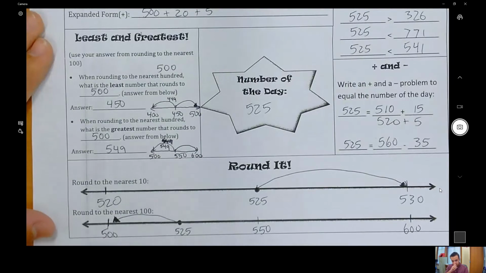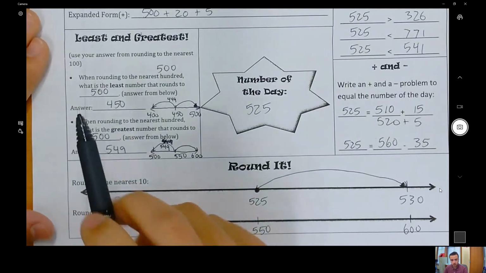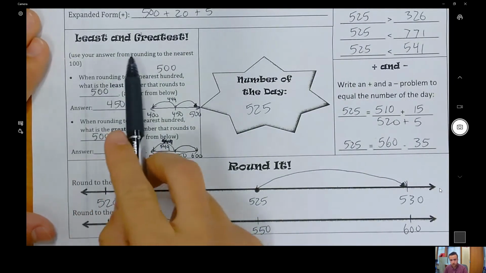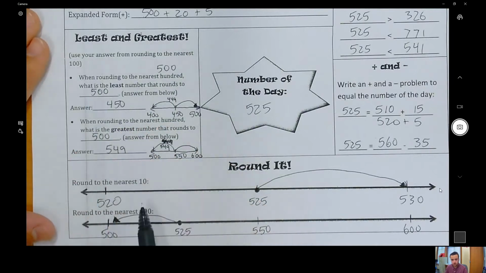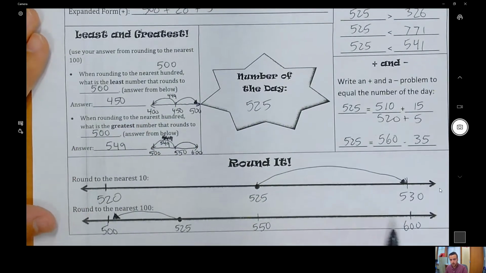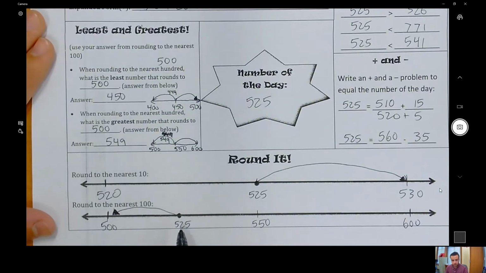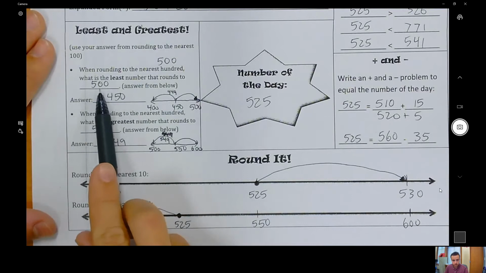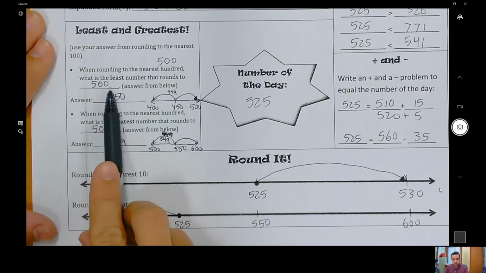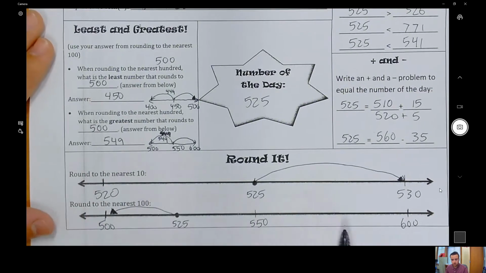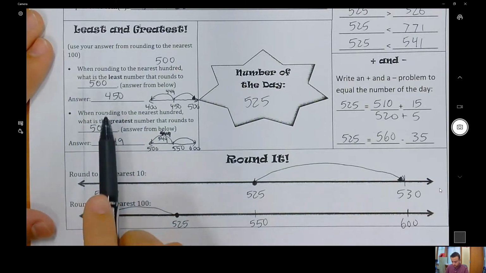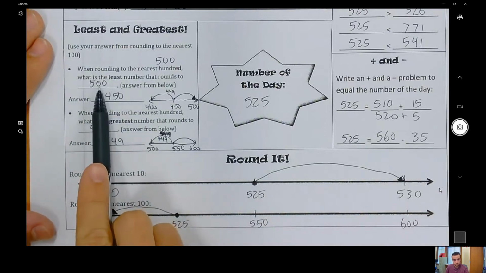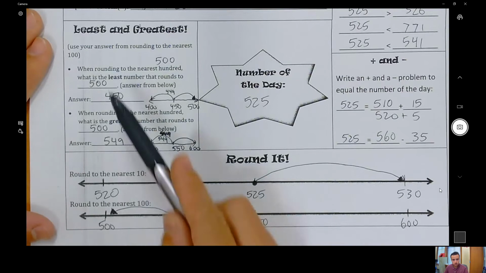For this last part, least to greatest, is a little confusing, so I want to clarify something real fast. It says use your answer from rounding to the nearest 100, so from rounding to the nearest 100 on this bottom number line. Whichever 100 you rounded to, so in this case I rounded down to 500, that's what you're going to put in this right here. That's why I put 500 there. If I had a number of maybe 578, so that's over here, I would round up to 600, and I would use 600 in this block here. So this is dependent on which way you round to.